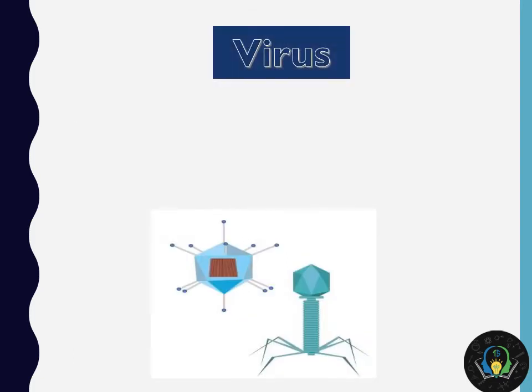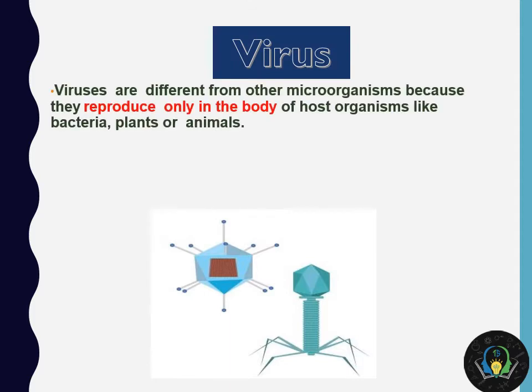Next is virus. As we have discussed, a virus is a special type of microorganism. Why is it very special? Because they reproduce only in the body of host organisms like bacteria, plants, animals, and even humans.